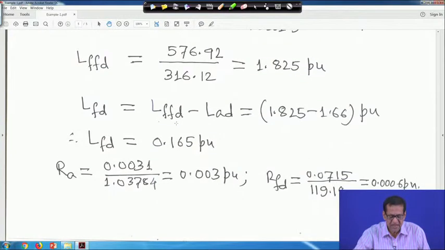Similarly RA was given as 0.0031 ohm, and divided by the base value, 1.03784, it comes to 0.003 per unit. And similarly RFD is equal to 0.0715 divided by 119.18, that is 0.0006 per unit.